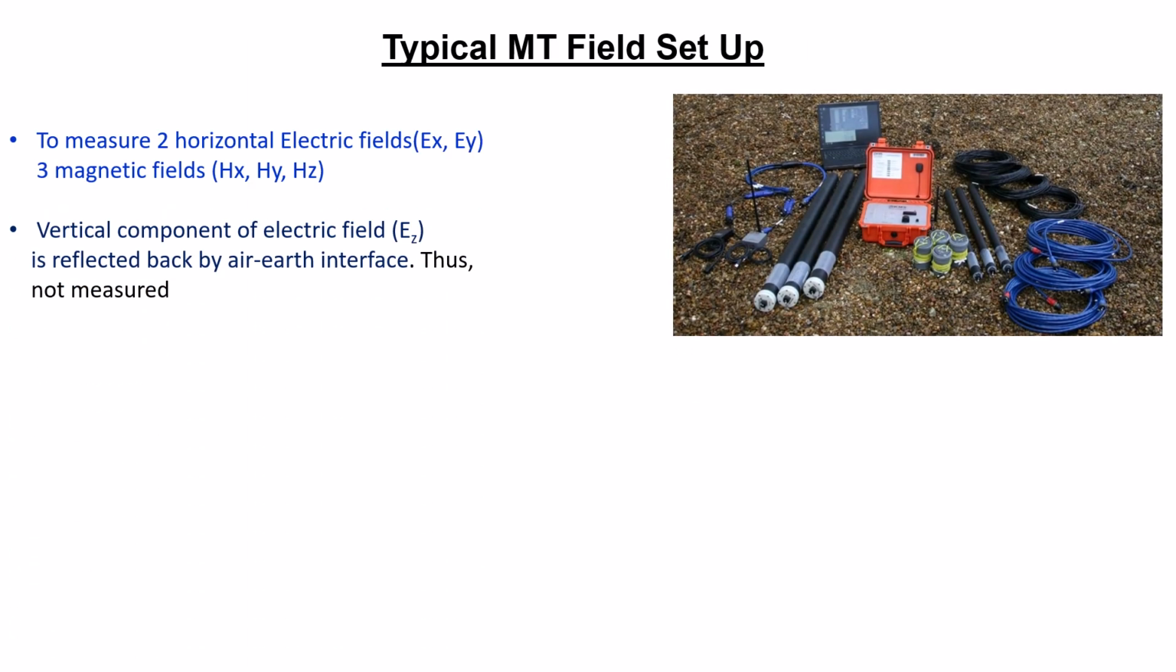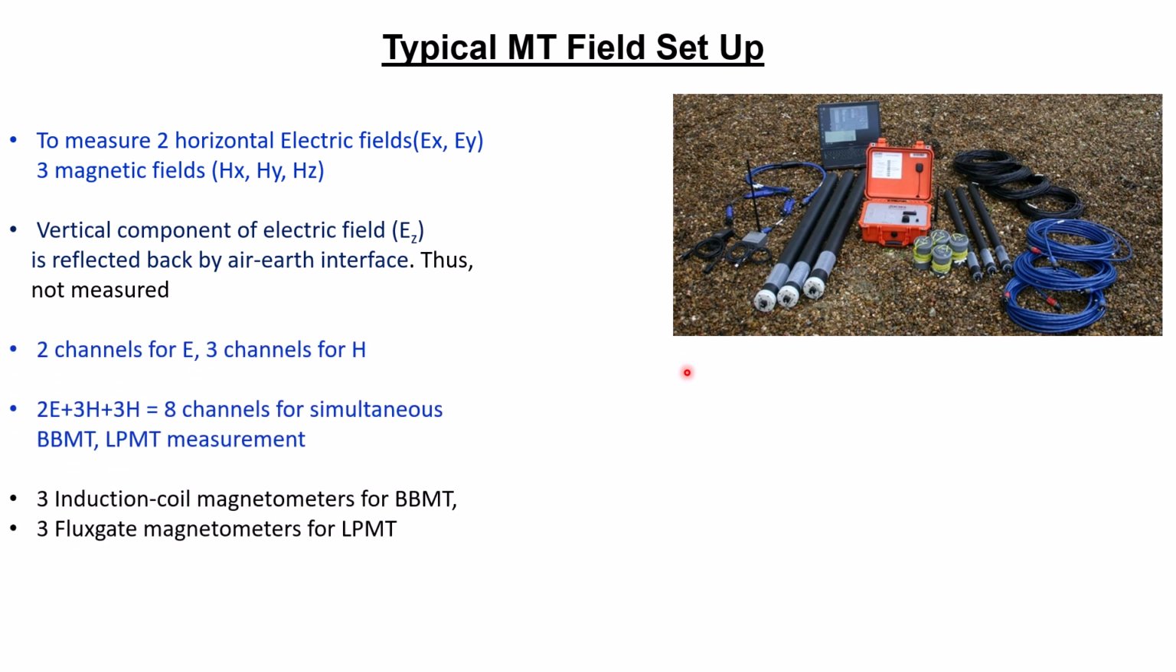So for a typical MT setup, you can have two horizontal components of electric field, Ex and Ey, and three magnetic field components. But there is also a vertical component of electric field. Generally, it is not measured because it is reflected by the air-earth interface. So there will be two channels for the electric field and three channels for the magnetic field. So that's why I'm telling you there are total 8 channels for simultaneous MT measurement.